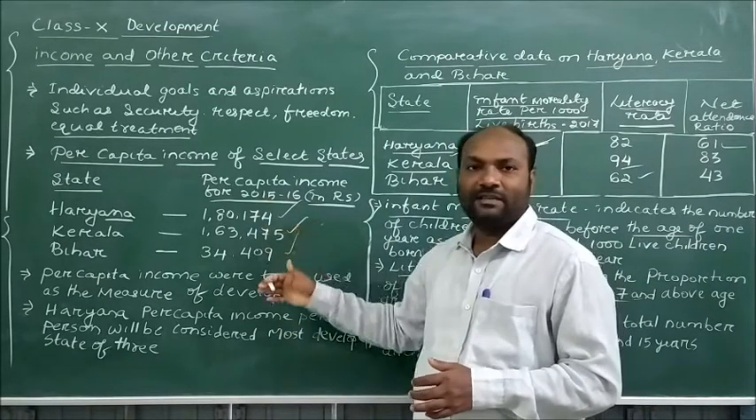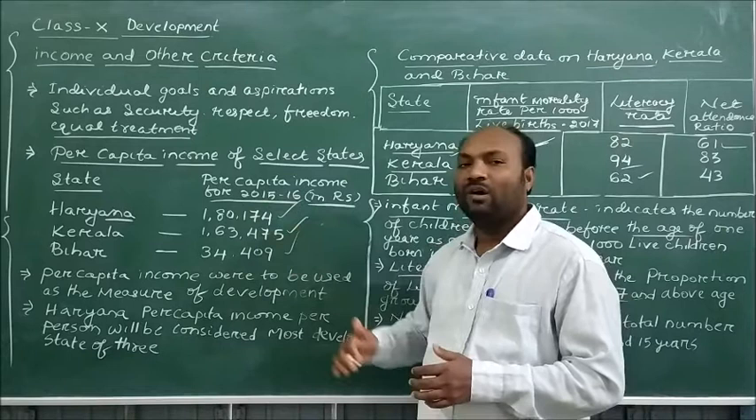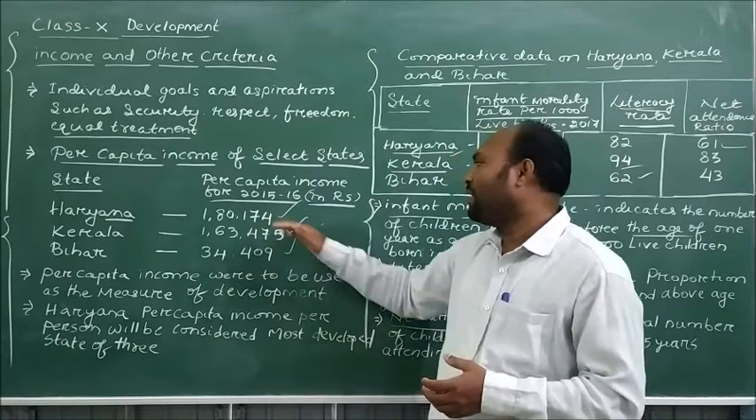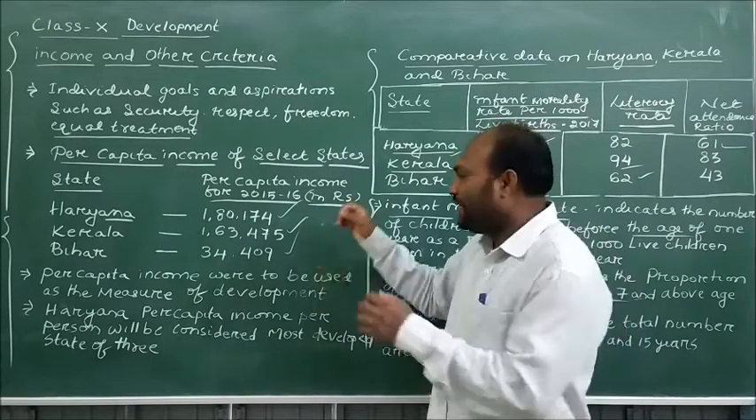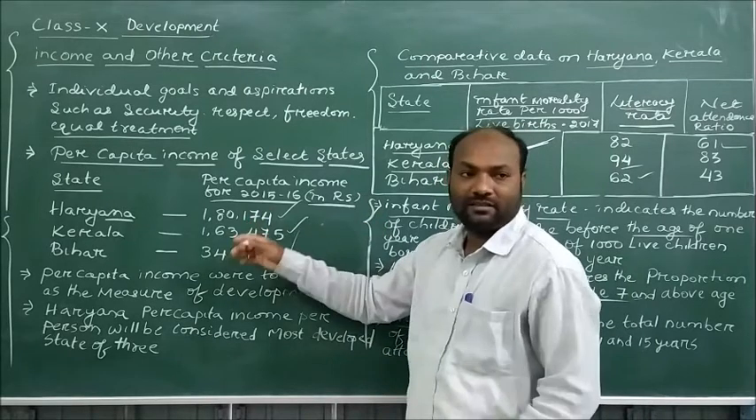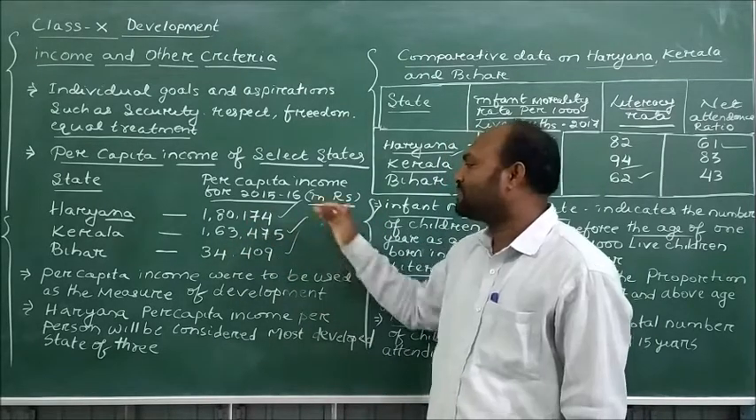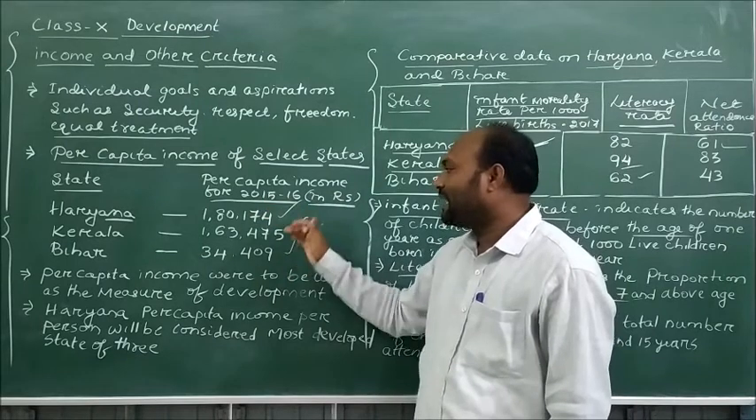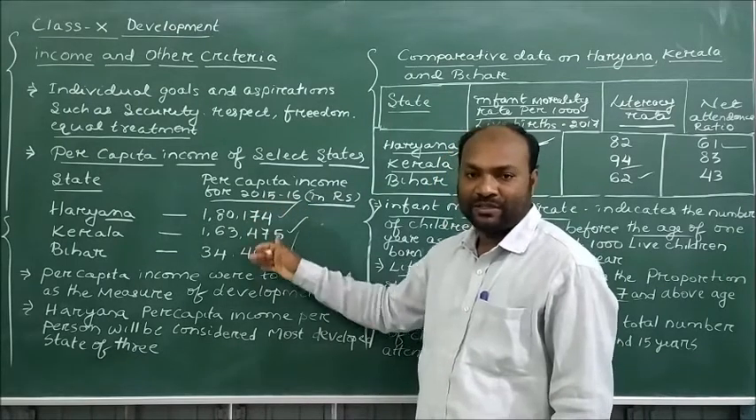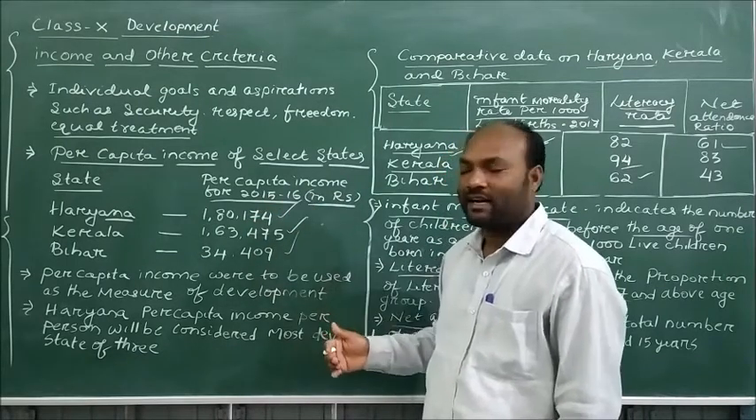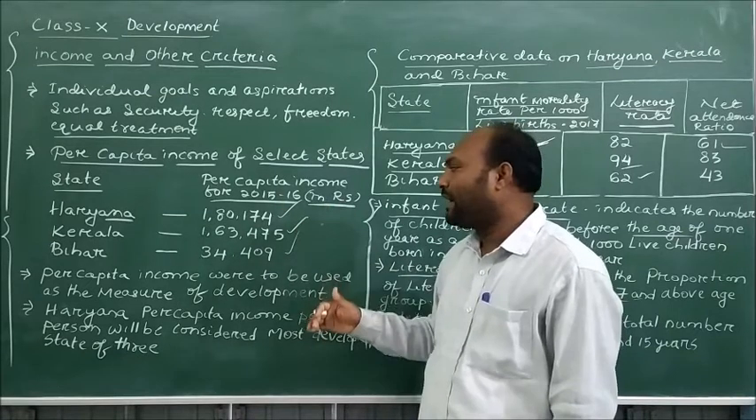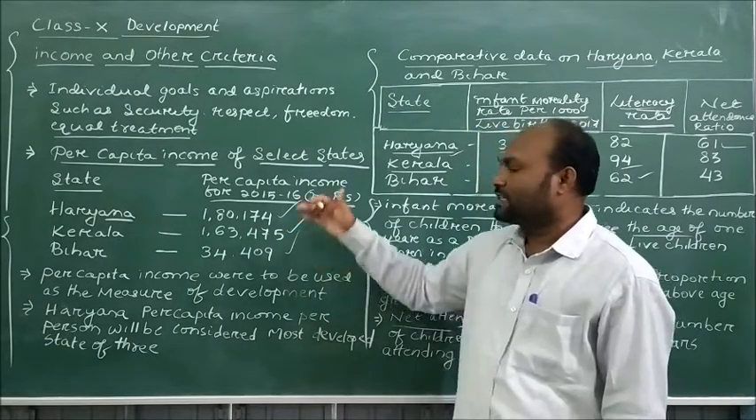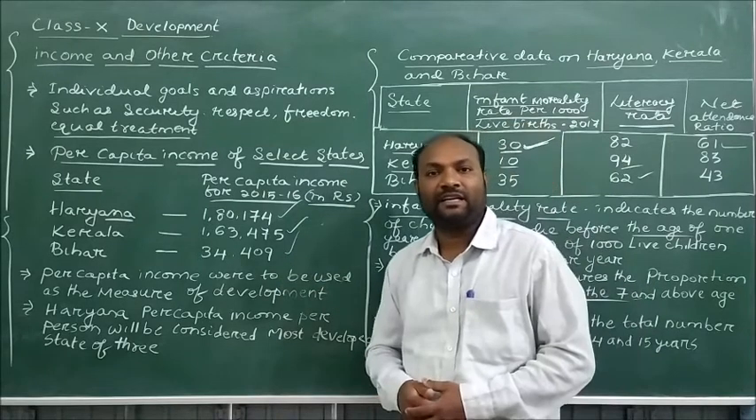So here we see that the per capita income is nearly 1,80,174. It means that when we make comparisons between these three states, we understand that Haryana is much better than Kerala and much better than Bihar, because its per capita income is very high here.